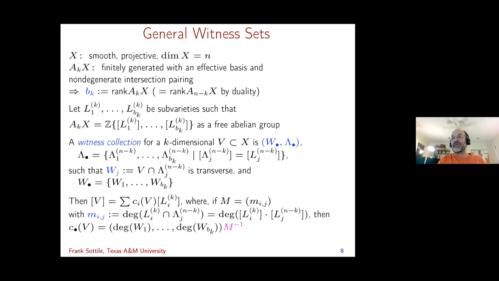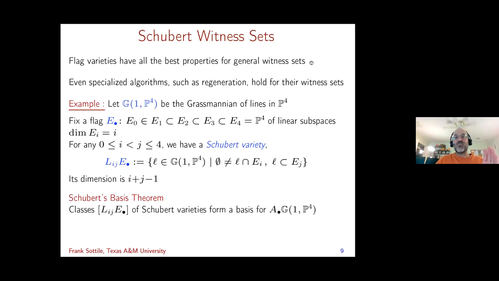But let's look at this in one special case where everything works out. Now, I explained that general witness sets are very needy. There's a class of varieties which are classical and well studied, called flag varieties, which have all the best properties for general witness sets. Everything you want can hold there. In fact, knowing that this worked for flag varieties gave one confidence to make the definitions before, that this was not a theory with one example, namely projective varieties.